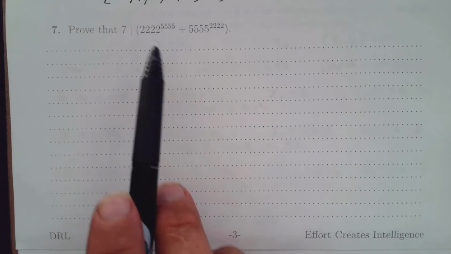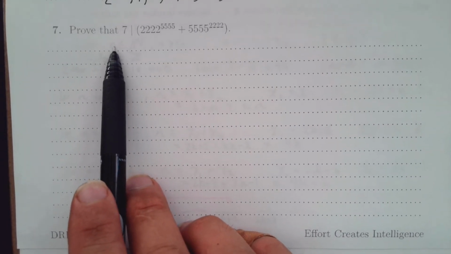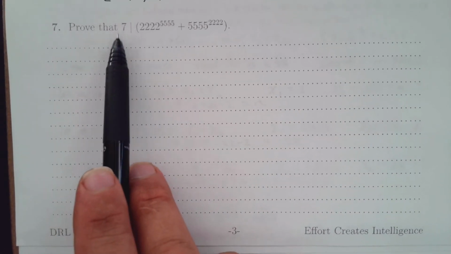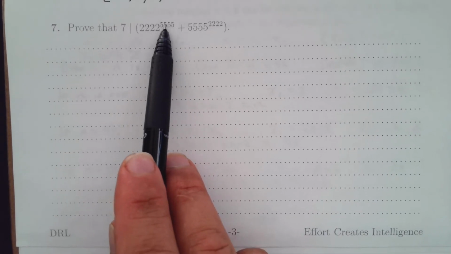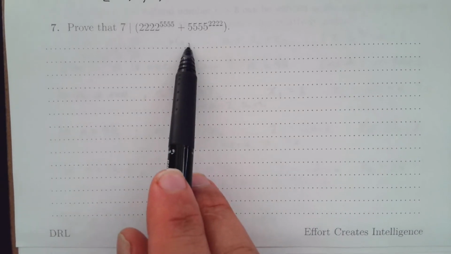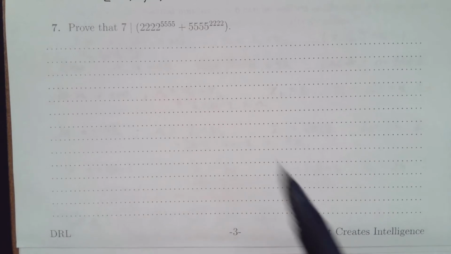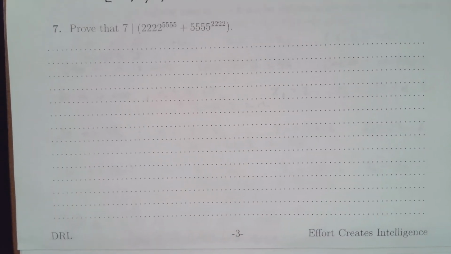Let's look at an exam style question dealing with elementary number theory and divisibility. So let's say we want to prove that 7 divides 2,222 raised to the 5,555 plus 5,555 raised to the 2,222. All right, how could we do this?